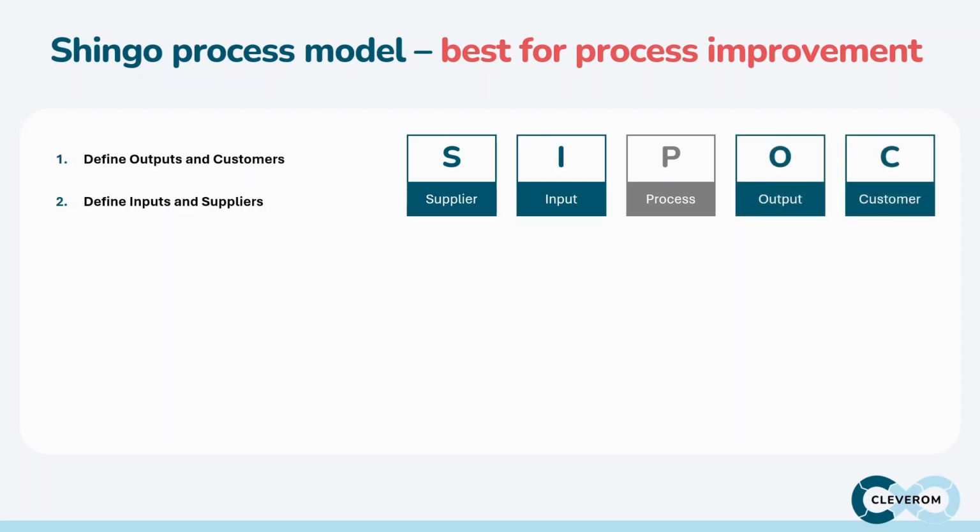With outputs and customers and inputs and suppliers set, the process now has its boundaries. These boundaries define what is included in the current process and what should be excluded. With boundaries established, it is easy to map the process steps between.